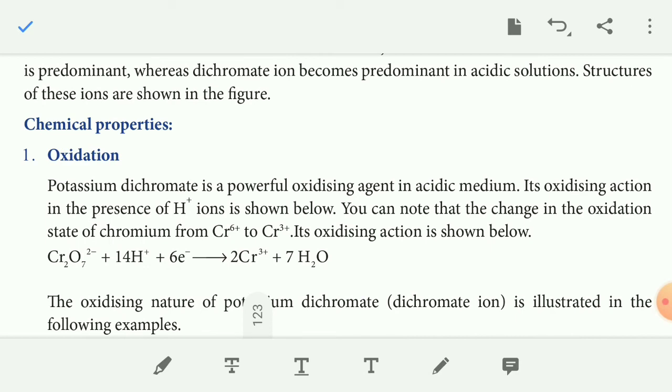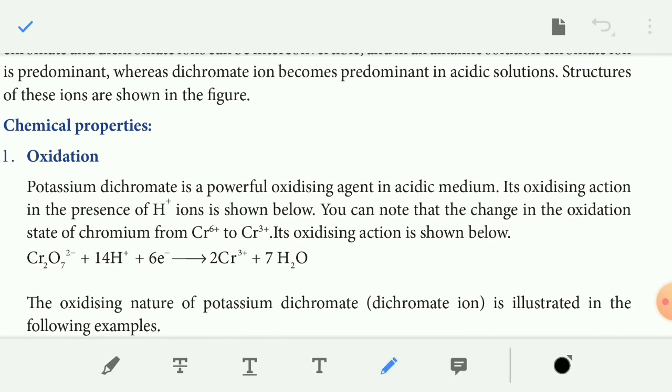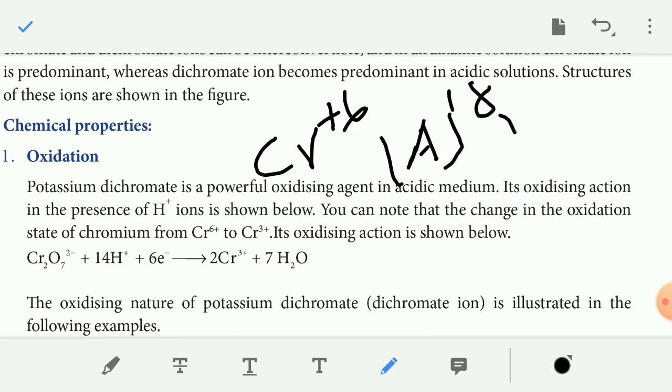First one: potassium dichromate is a powerful oxidizing agent in acidic medium. In acidic medium, in Cr2O7, the chromium oxidation state is +6. So +6 means it obtains the argon configuration, argon 18 3d5 4s1. Cr +6 means chromium's oxidation number, argon 18; +6 means it attains the stable noble gas configuration.